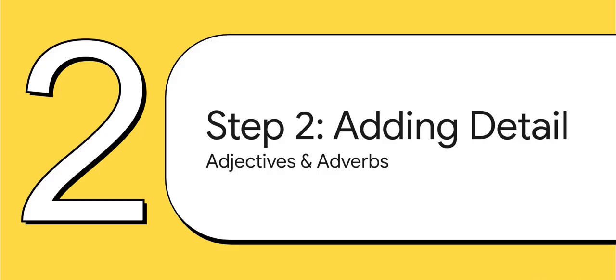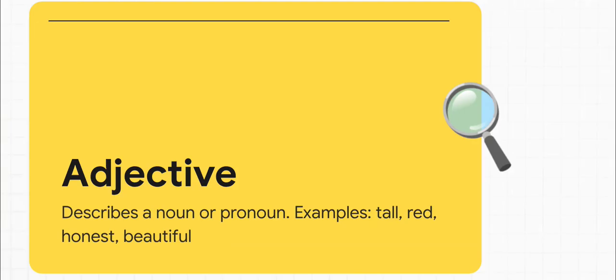Okay, our sentence is solid, but let's be honest, it's a little bland. It's time to add some personality, right? A little descriptive flair. And for that, we're going to reach into our toolbox for our next 2 tools, adjectives and adverbs. So, an adjective's whole job is to describe a noun. It answers questions like what kind or which one. So, let's ask, what kind of teacher do we have? Is the teacher funny, tall? Let's give our teacher a nice quality. Let's make them honest.